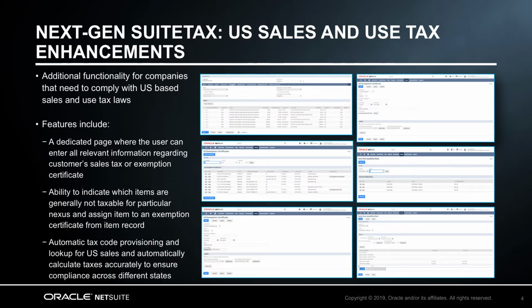SuiteTax has added additional functionality for companies that need to comply with US-based tax laws specifically related to sales and use tax. Features include the ability to enter all relevant information regarding customers' sales tax or exemption certificate on a dedicated page, the ability to indicate which items are generally not taxable for a particular nexus, and assign the item to an exemption certificate from the item record, automatic tax code provisioning and lookup for U.S. sales, and to automatically calculate taxes accurately to ensure compliance across different states.